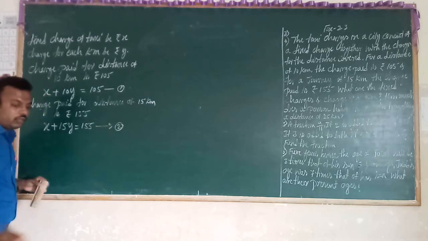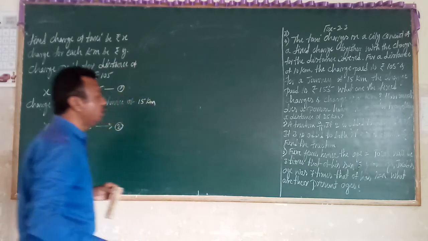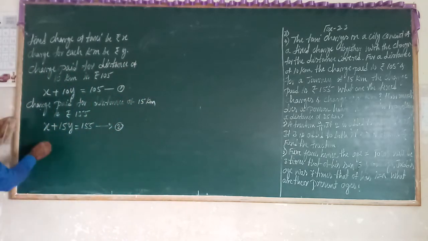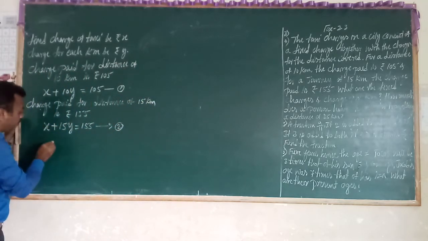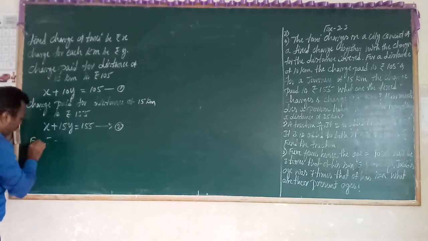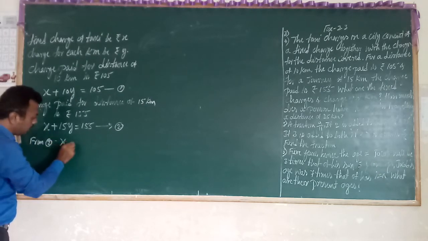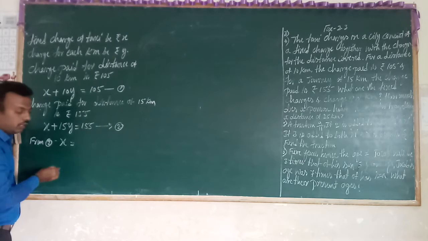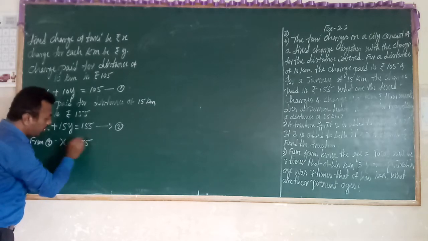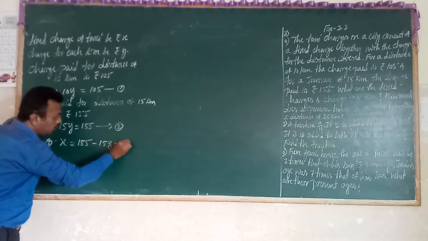So now we want to solve the first and second equations, then we will get the x and y values. Let us start to find the x and y values. I will take equation 2 only. I will keep x here only. X plus 15y is equal to 155. I will send 15y to the RHS, so x becomes 155 minus 15y. Call it number 3.